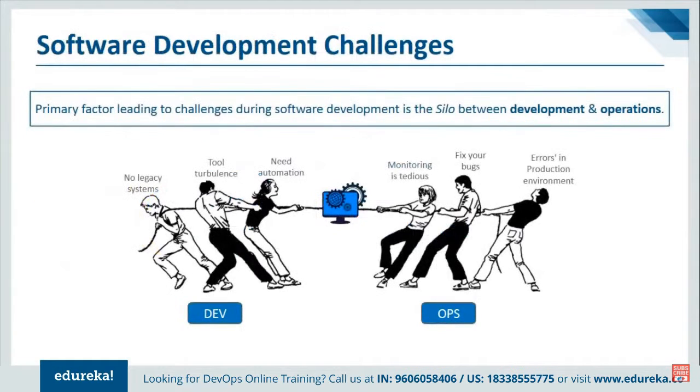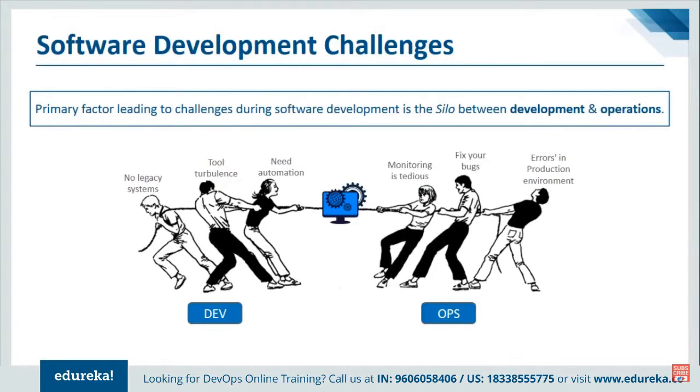So without wasting much time, I'm going to start with my first topic, and that is the software development challenges. The primary factor leading to challenges during software development is the silos that exist between the development team and the operations team. As you can see from the image here, it's a very similar scenario in the industry, where you have the development team on one hand and the operations team on the other, and they always have tussles. They take blows at each other, they have disagreements, and they point fingers at each other whenever there is some kind of mishap.